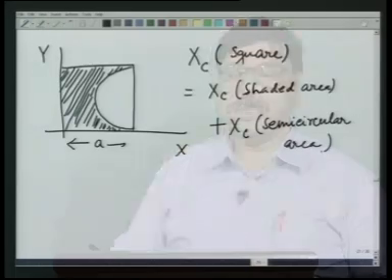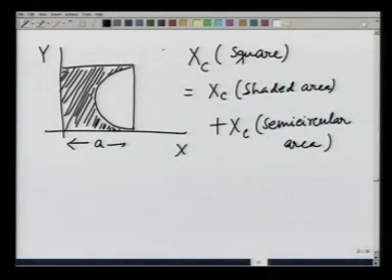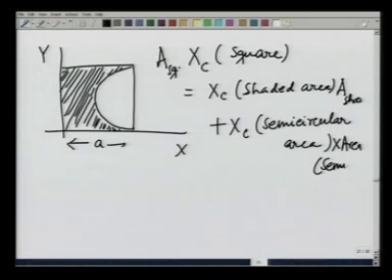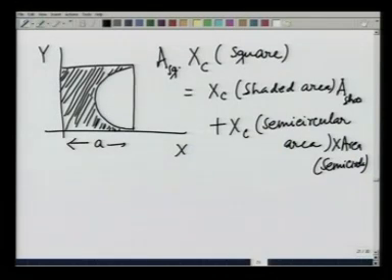And therefore, if I wish to calculate x shaded, the area of this square times x c of the square is going to be equal to the area of the shaded area times x c of the shaded area, plus x c of the semicircular area times the area of the semicircle.